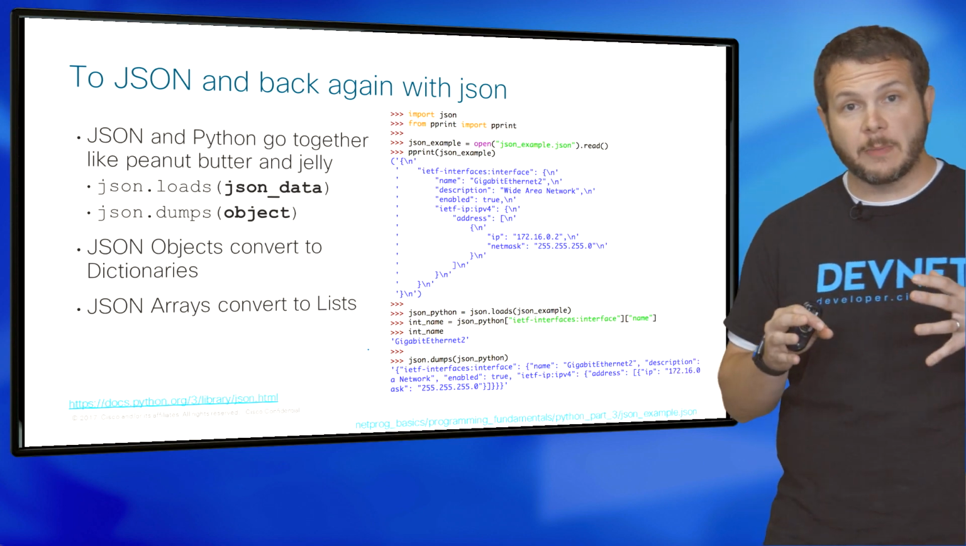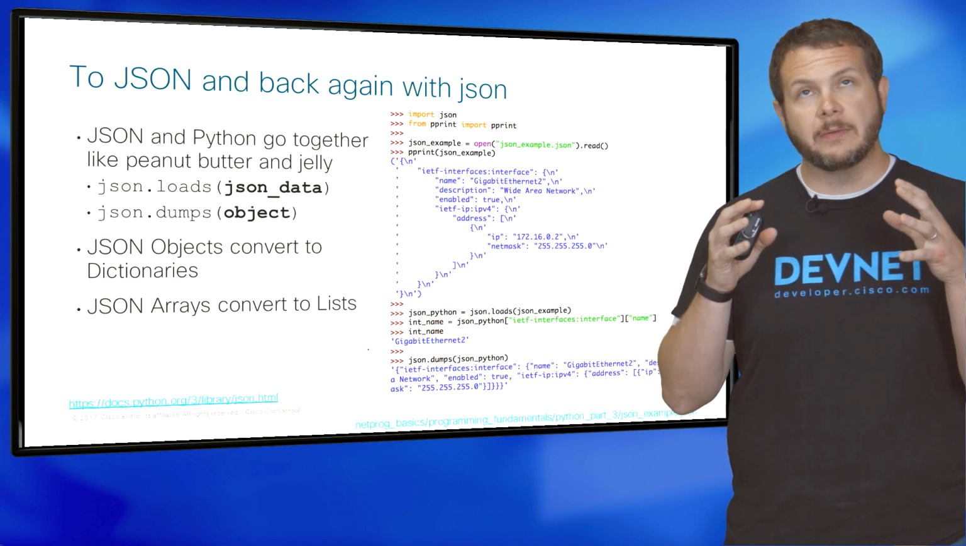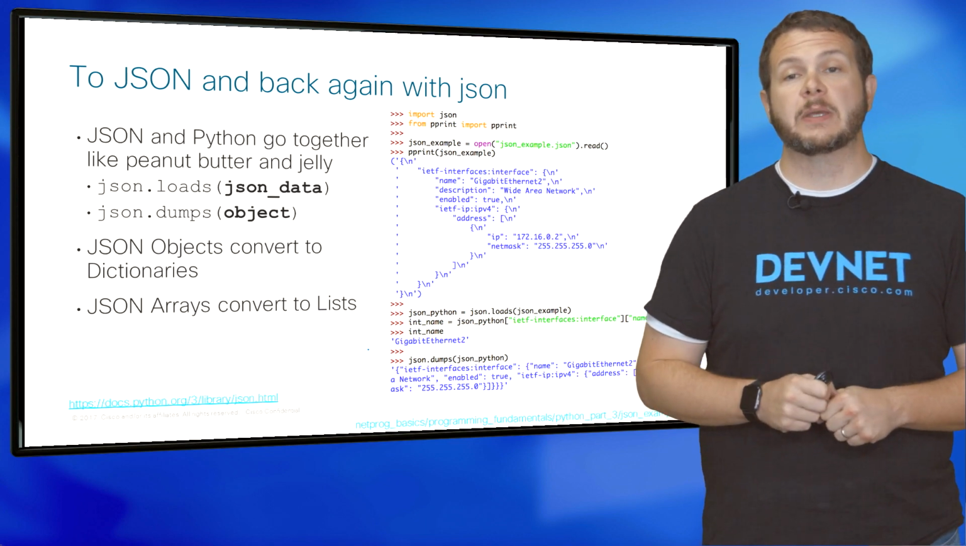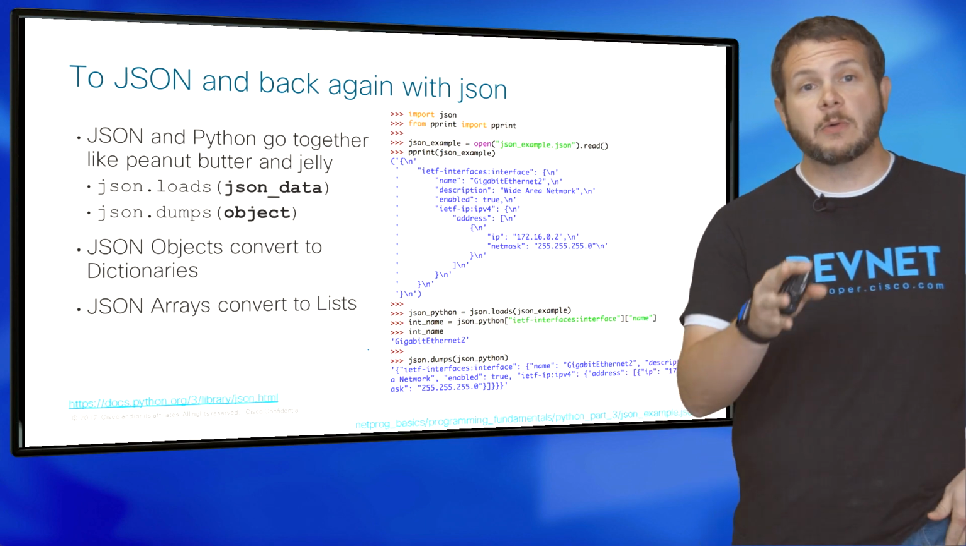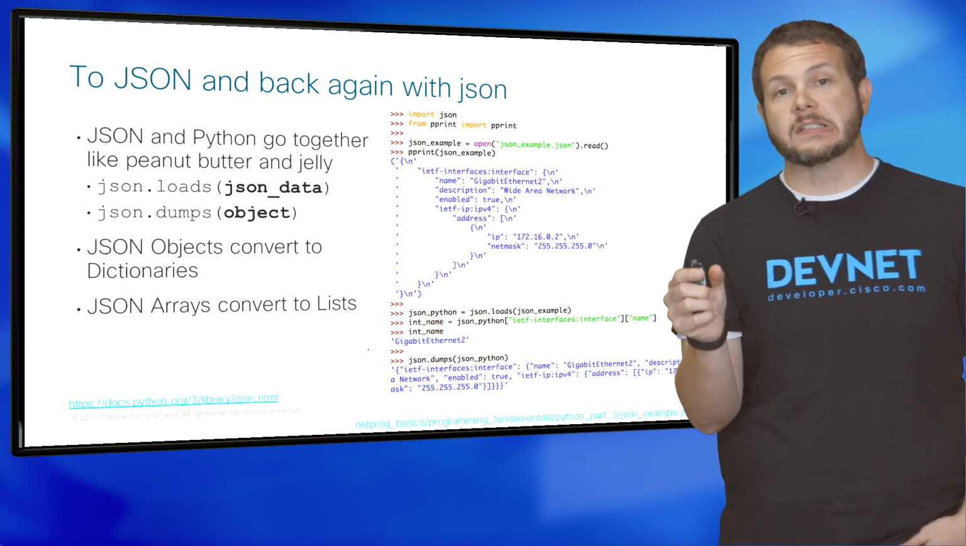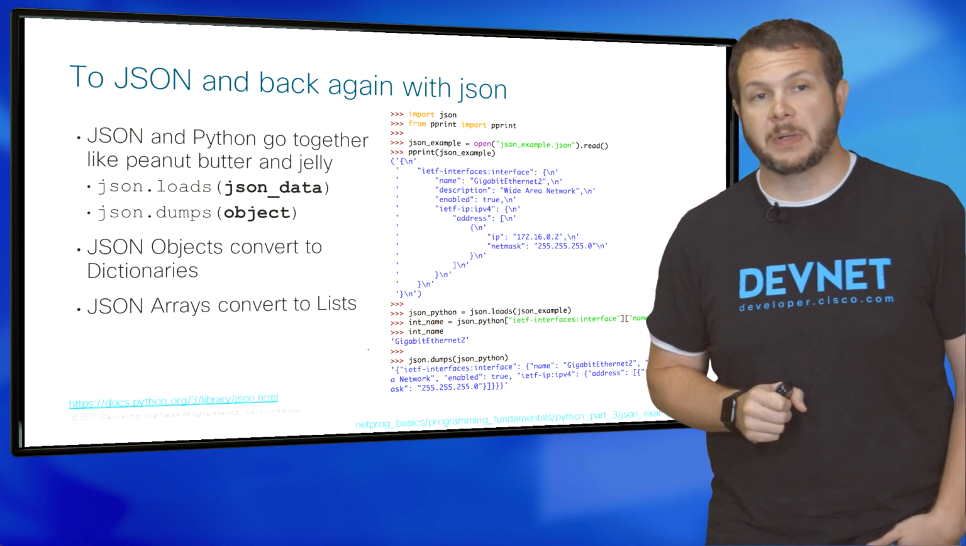Now that we've taken a look at how the XML works, let's look at that same example, that same data information, but now we're going to use it in a format of JSON and how we can work with that in Python. And so here we can see we can go very easily to JSON and back again using the JSON library that's native and built into Python.